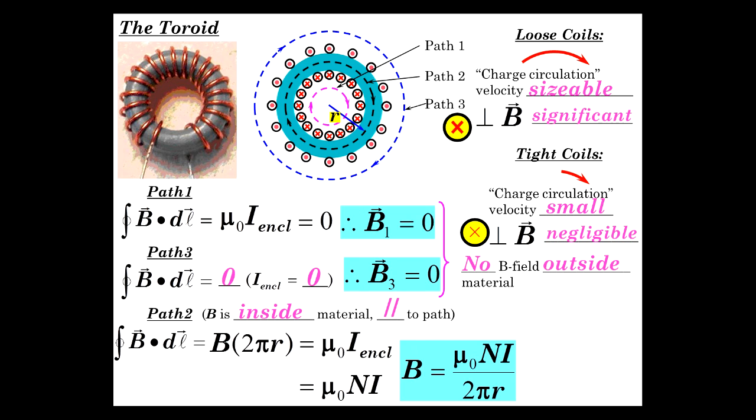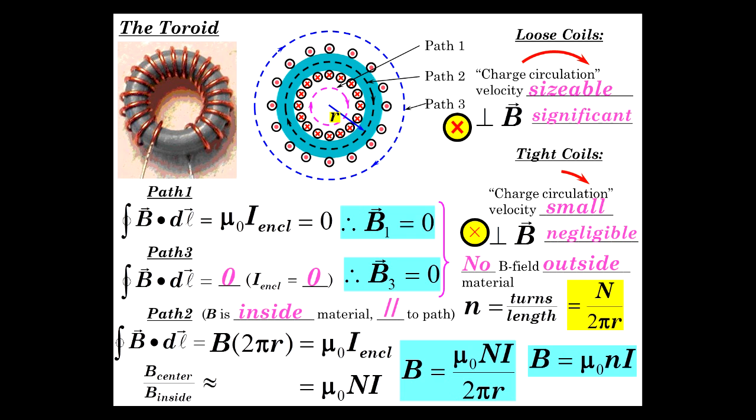But wait a minute. We have a finite definable amount of turns here. Remember, little n is turns per length, but we know what the length is. The length is 2 pi r. So we have n equals big N over 2 pi r. Well, that's nice, because there's N over 2 pi r. So once again, we have booney! Or bunny. Take your pick.